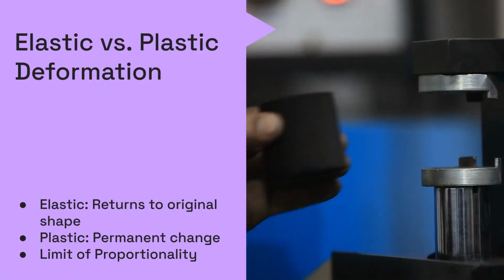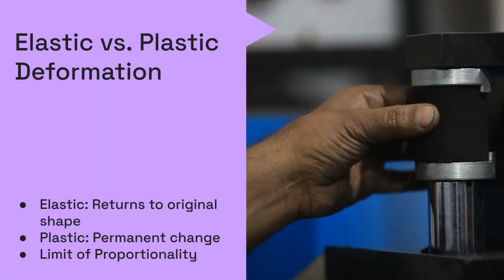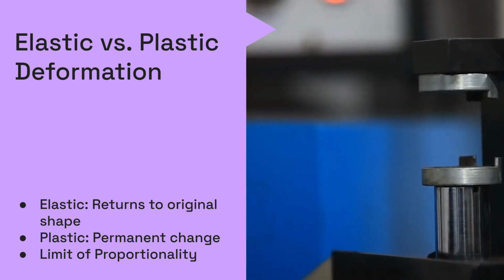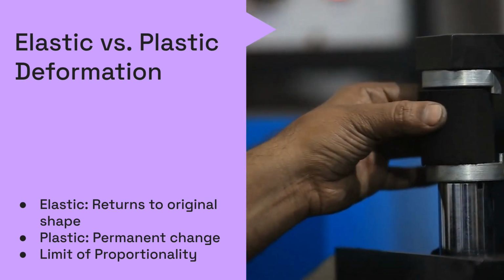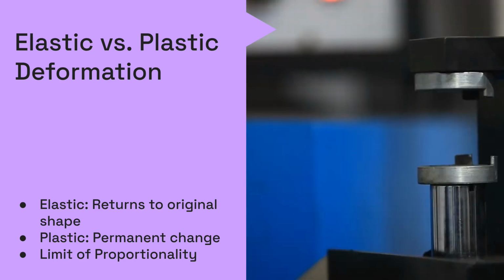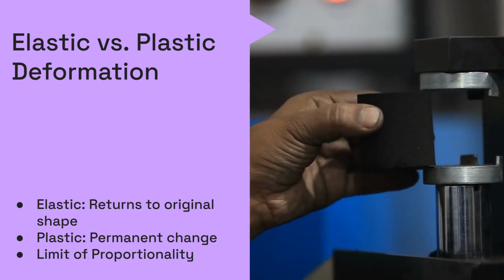Hooke's law only holds up to the limit of proportionality. Stay below the elastic limit, and the material returns to its original shape. Go beyond it, and the material undergoes plastic deformation, permanently changing its shape.